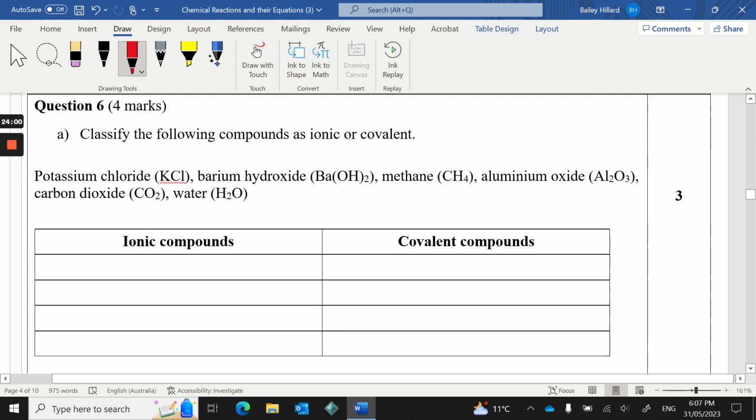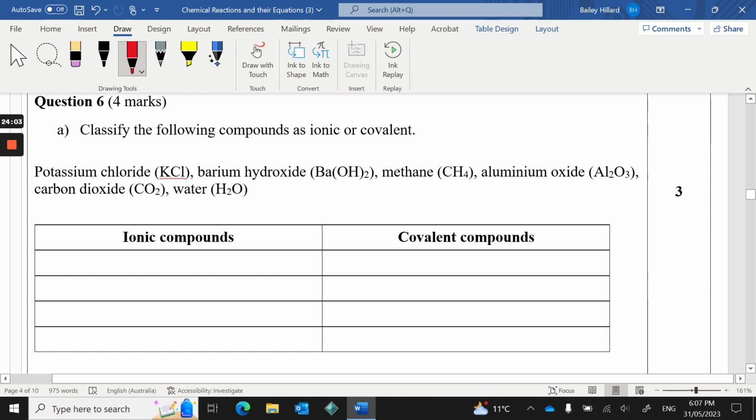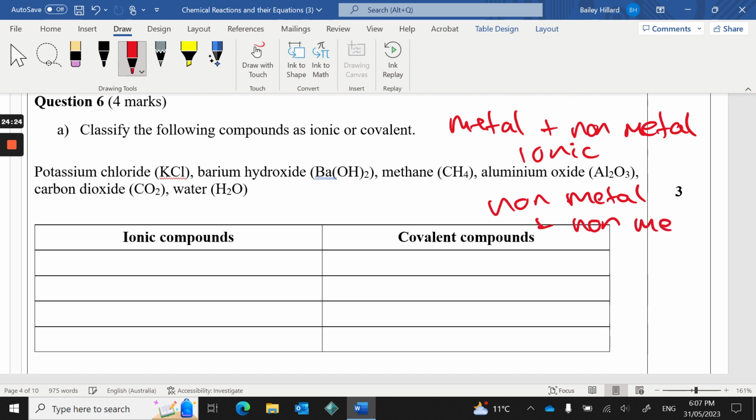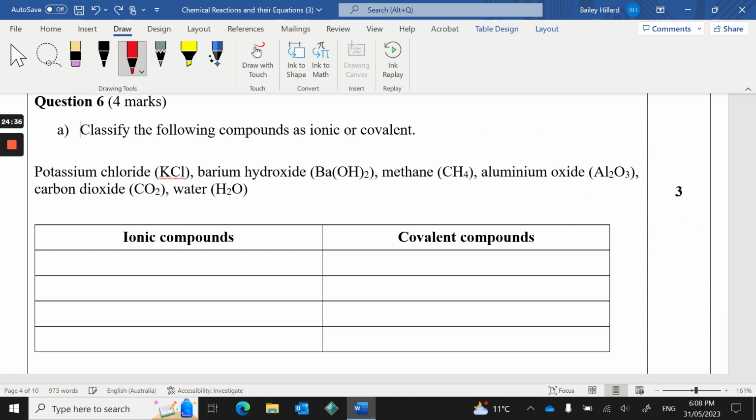Okay, classify the following compounds as ionic or as covalent. So for this one here, remember a metal plus non-metal is going to be ionic, and non-metal plus non-metal is covalent. Okay, now that we know that, we can work through. Now, you would be provided a periodic table in your exam, but I don't have one, or I can't quickly jump to one. So I'm just going to make reference.